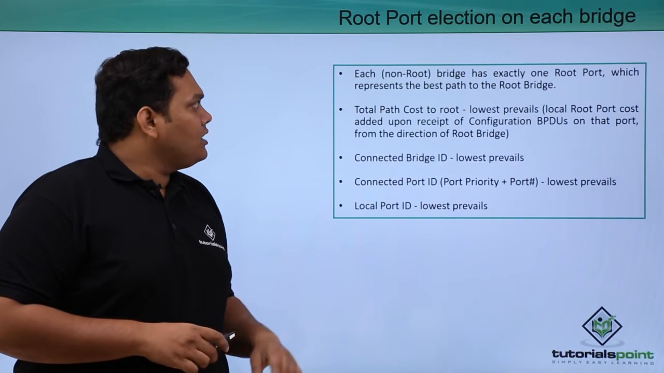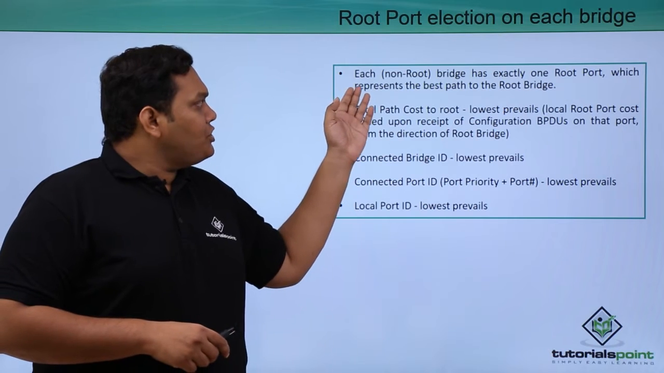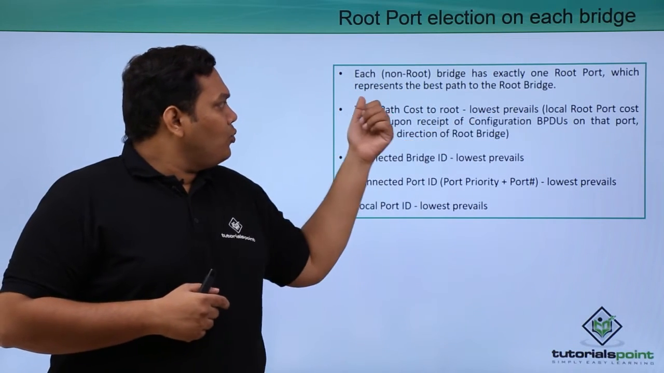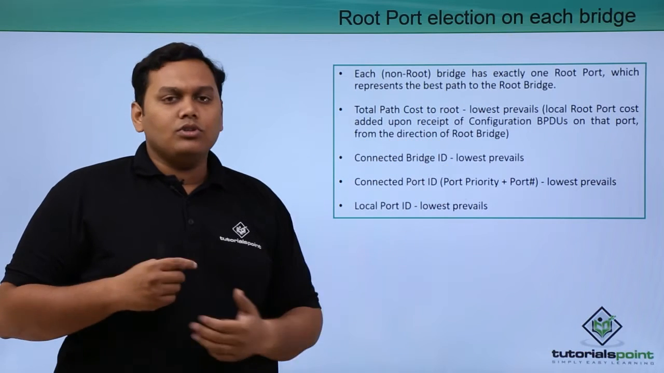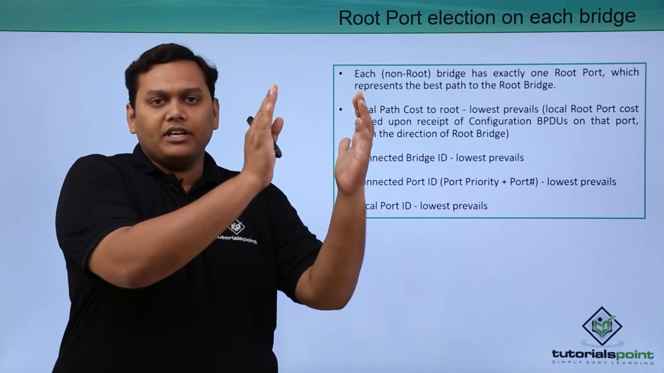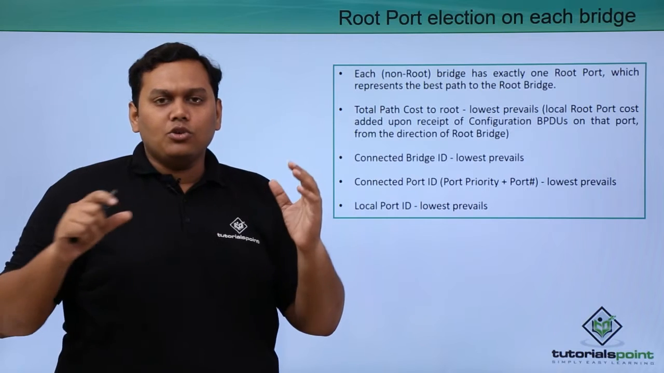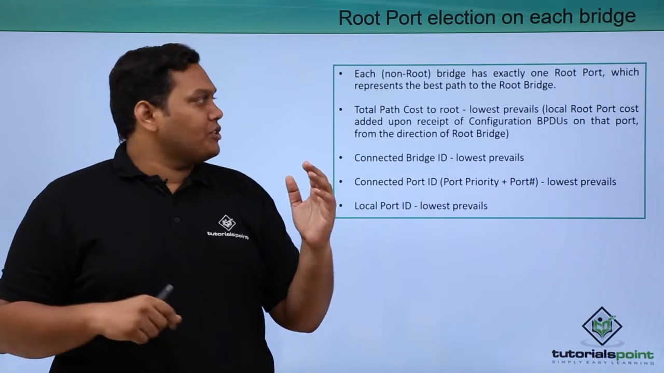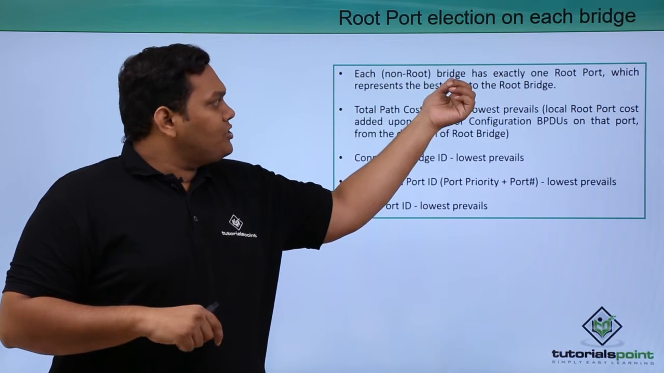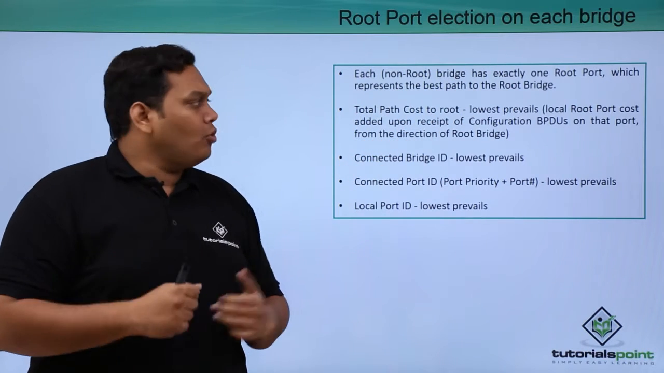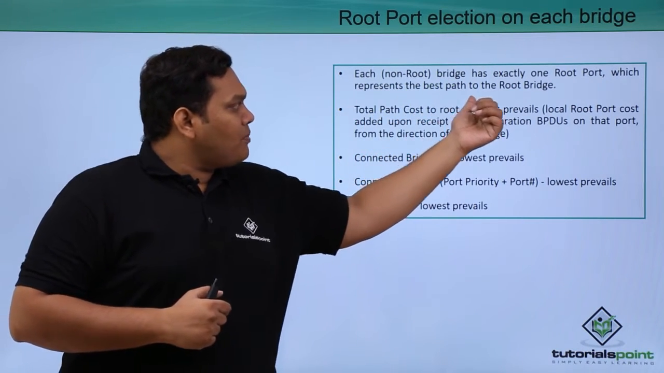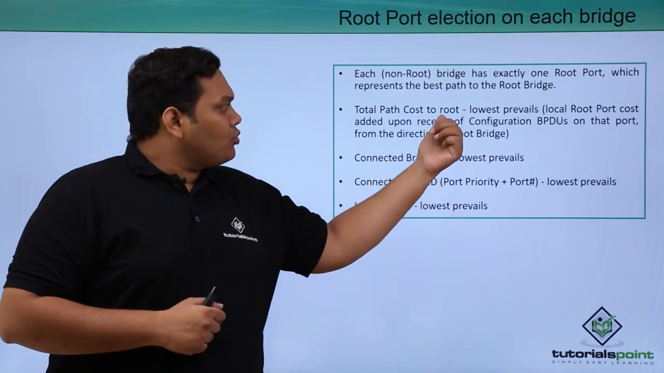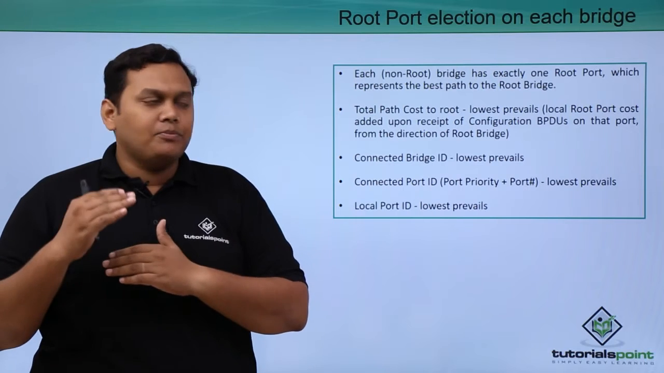Coming to the root port election, each non-root bridge has exactly one root port which represents the best path to the root bridge. If there is a root bridge switch, we will have a root port connected towards this root bridge from the different switch. So a non-root bridge switch has exactly one root port giving the best path to the root bridge, based on total path cost to root. The lowest one prevails.